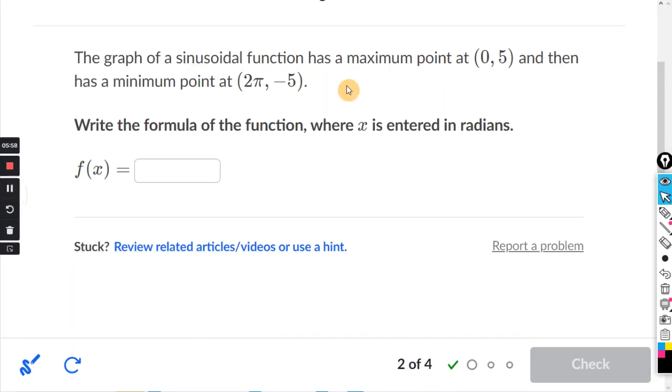All right, the graph of a sine function has a maximum point at (0, 5) and then a minimum at this point. Write the formula. All right, quick sketch here.